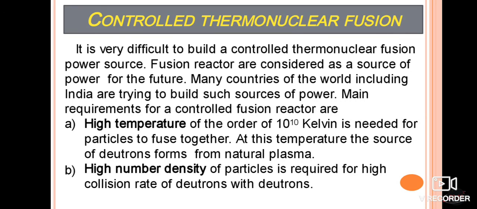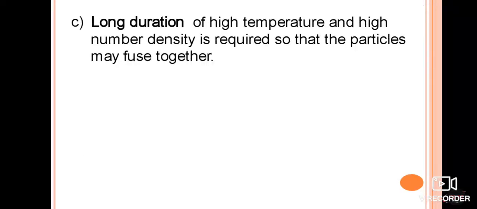Similarly, the second requirement is a high number density of particles, required for a high collision rate of deuterons with deuterons. And similarly, a long duration of high temperature as well as high number density is required so the particles may fuse together, because the fusion process does not take place in a very short interval of time; it takes a very long time.